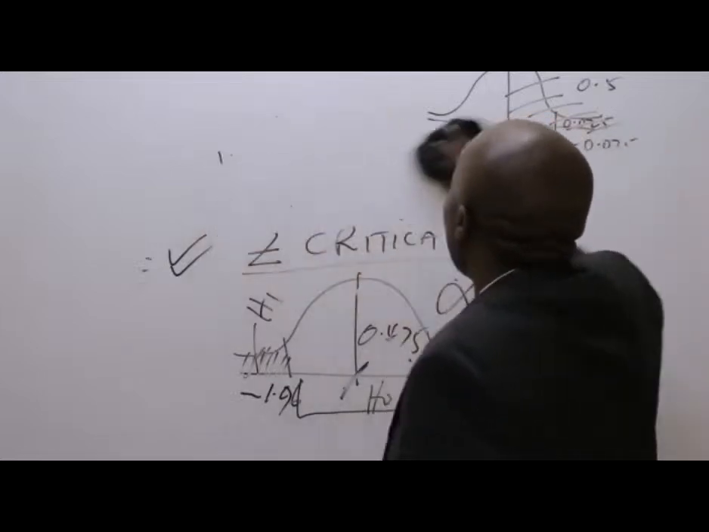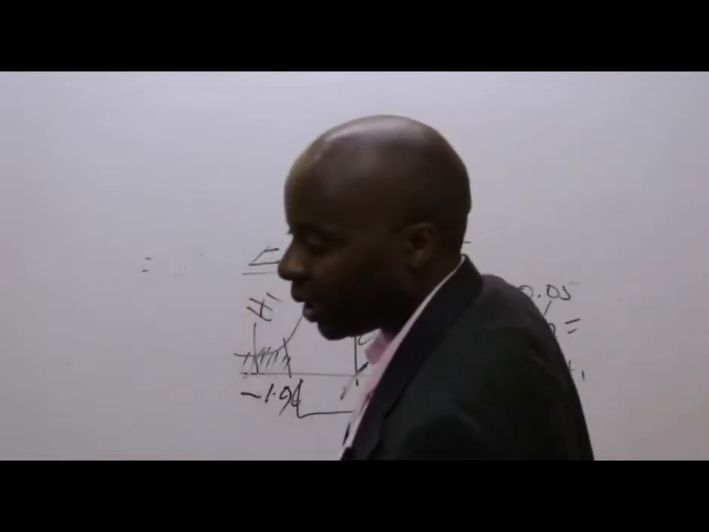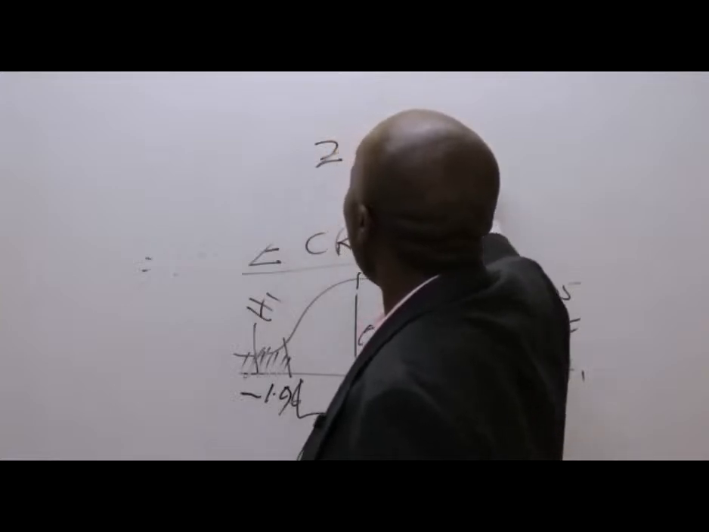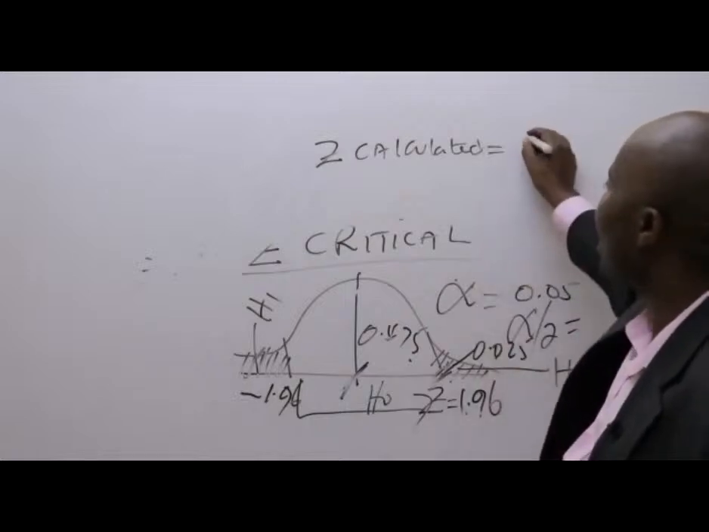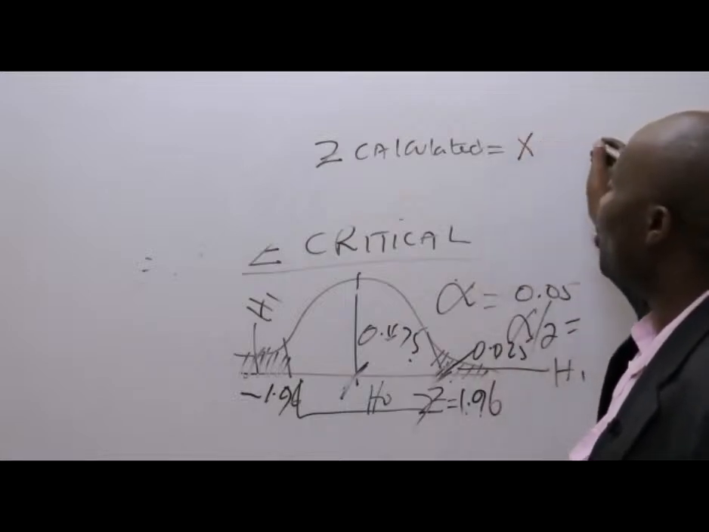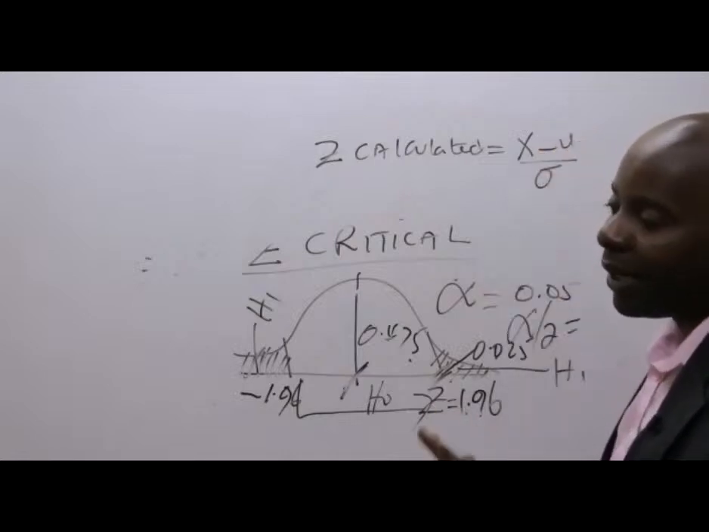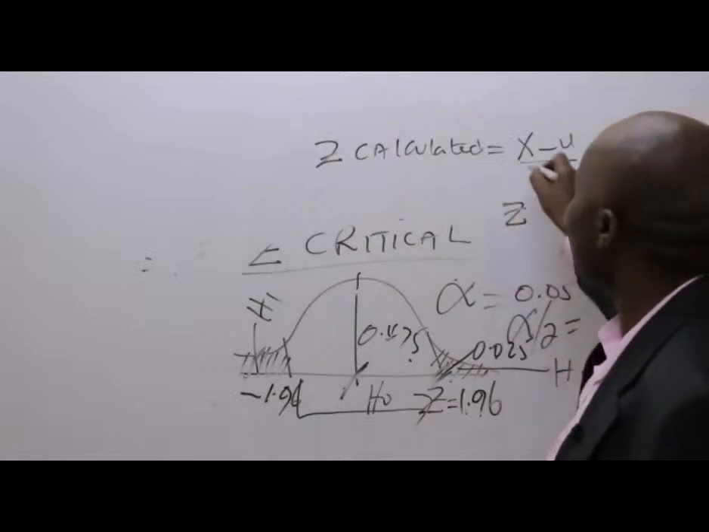So, Z calculated. Go ahead and mention Z calculated. We are so much used to our normal Z, where we say that our Z is X minus mu, all over the standard deviation. This time around, you're not going to make use of this.